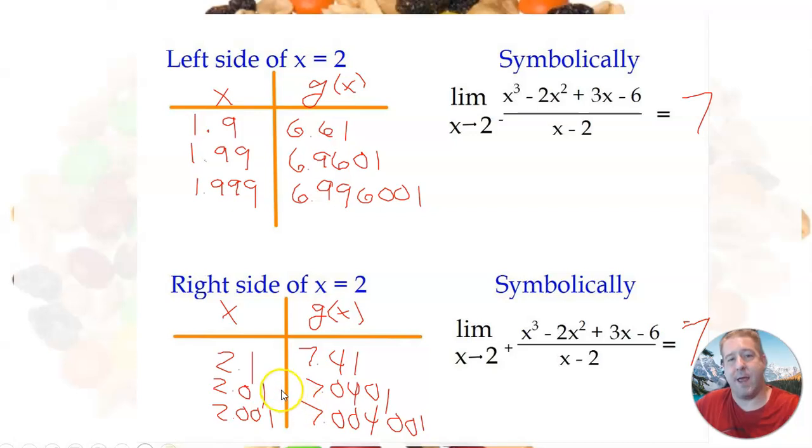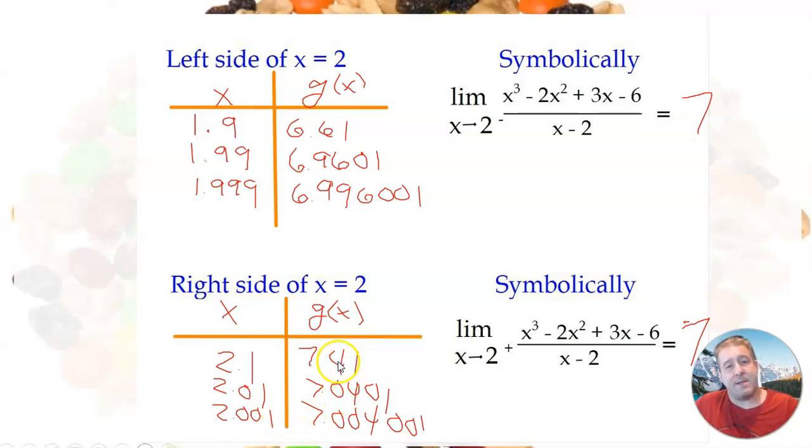Now let's look at the right-hand side. 2.1 is a little bit past 2. 2.01 would be closer to 2. It's actually to the left of 2.1. And 2.001 will be even closer to 2. So every time I add a 0 in between here, it's making it a little bit closer to 2.